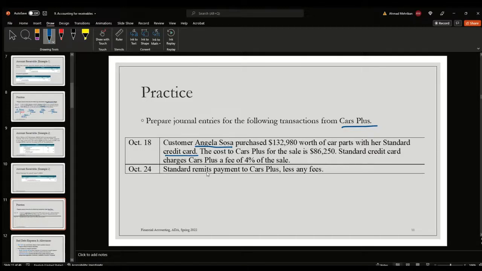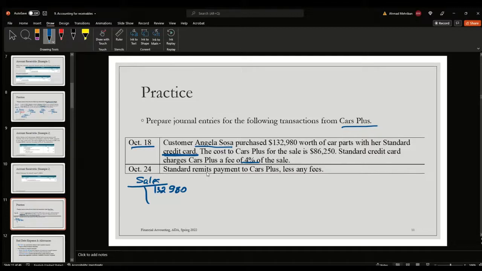Standard credit card charges Cars Plus a fee of 4% of the sale. Now, what this exactly means, it's very similar to what we've done so far, except in this case, the purchase is made using this credit card. So what happens is that on October 18, Cars Plus records sales credit of $132,980 on the credit side.